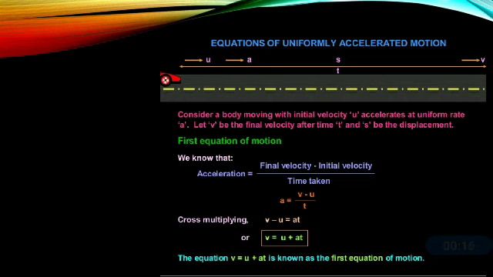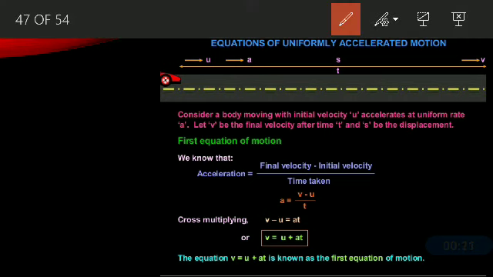So consider a body moving with initial velocity u and accelerates at uniform rate a. Let v be the final velocity after time t and s be the displacement. So let us derive first equation of motion.